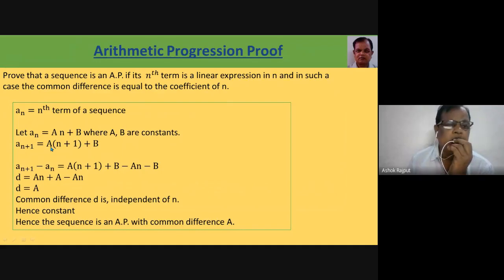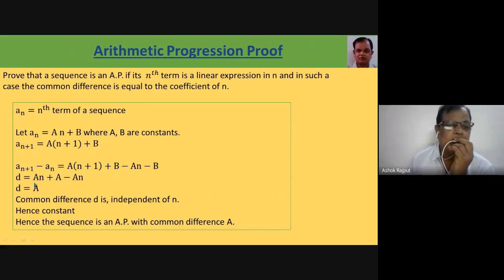a(n+1) = a(n+1) + b, because it is that a_n. So we want to find the next term. If we want to find the common difference, then we subtract the previous term from the next term. So we have subtracted here: a(n+1) - a(n) = a(n+1) + b - an - b. b cancelled.